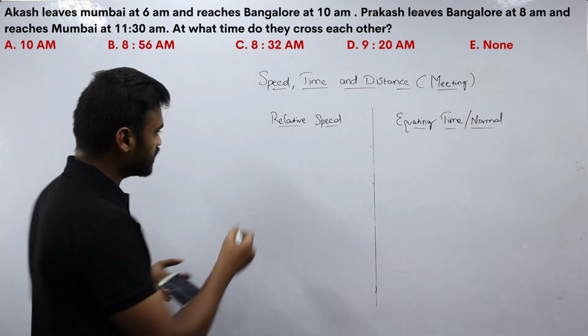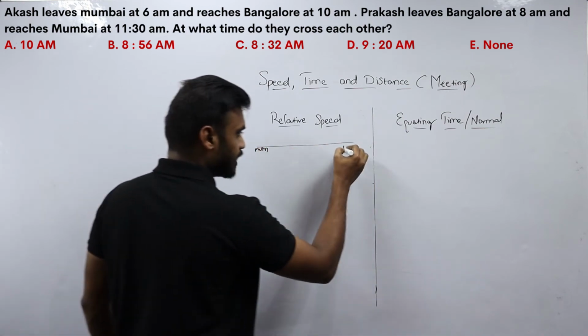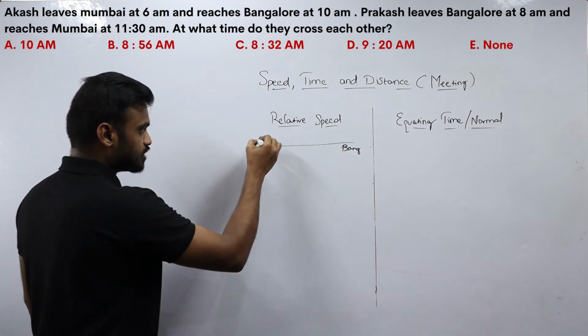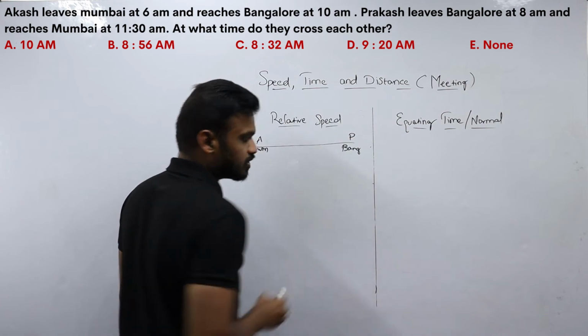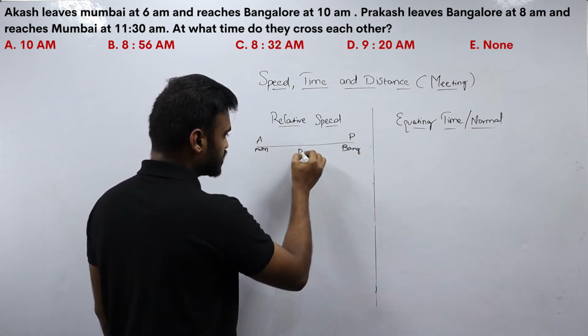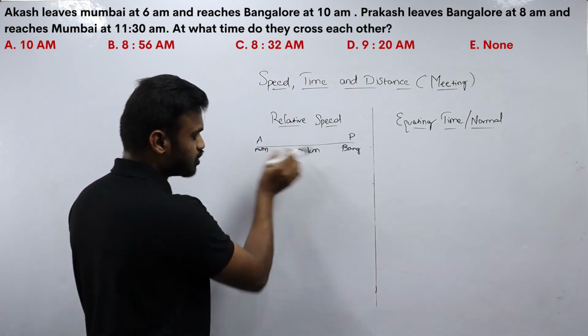See here, what they have given is, assume that this is Mumbai and this is Bangalore. Now what they are saying is Akash is starting at Mumbai and Prakash is starting at Bangalore. Now assume that the total distance between Mumbai and Bangalore is d kilometers. They didn't give the exact distance, so I am assuming the total distance as d kilometers.